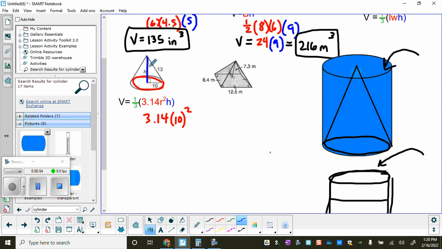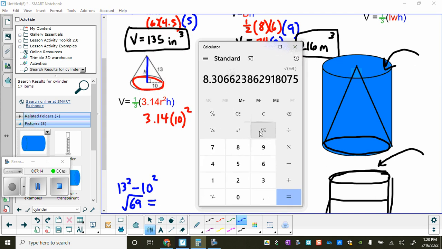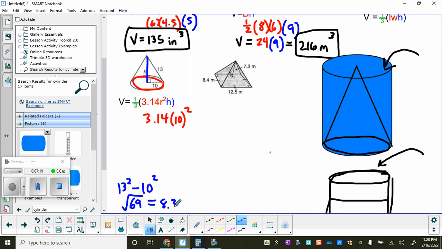Now I'm going to need to bust out the Pythagorean theorem and do my hypotenuse squared minus that one leg squared. So this is 169, and I'm going to minus 100. And then when we take the square root of this in the calculator and round it, that's going to give us the height. So the height's about an 8.3. Okay, so I've got the height. Careful not to use the slant height. Slant height on the outside is for the surface area. Filling up the inside, we need the true height.